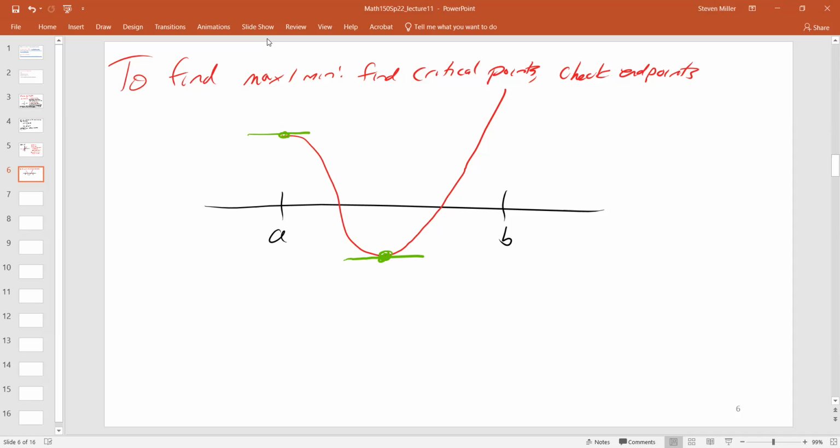But neither one of those is where my function is largest. My function is largest at B. The first derivative is not 0 there. Well, the reason I can still have a maximum or minimum there is because I'm not allowed to go past B.